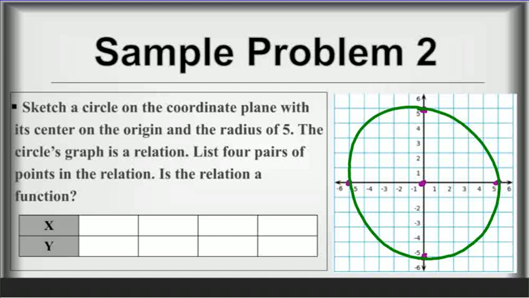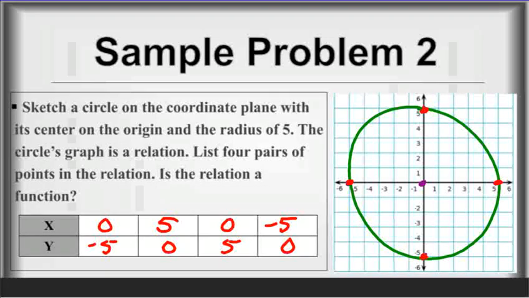Now I can draw my circle. And now I'm going to write my points in here. And since I have 5 points here, I'm just going to choose 4 of them. So I have 0 and a -5. That's this one. I have 5, 0 is this one. I have 0, 5, which is this one. And I have -5, 0, which is this point.